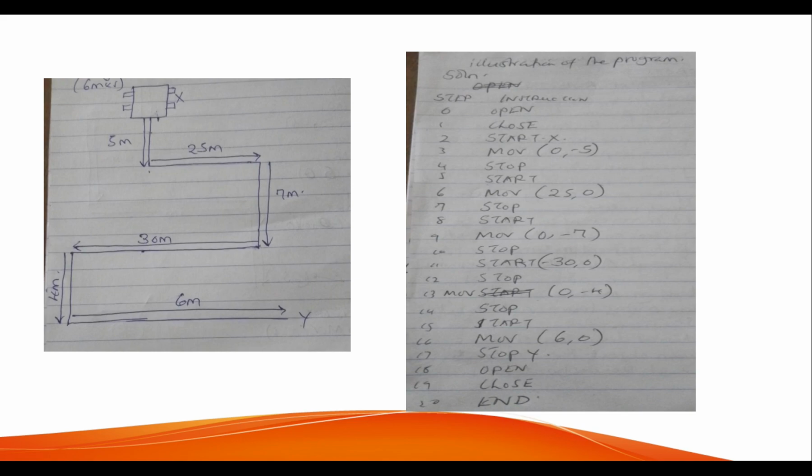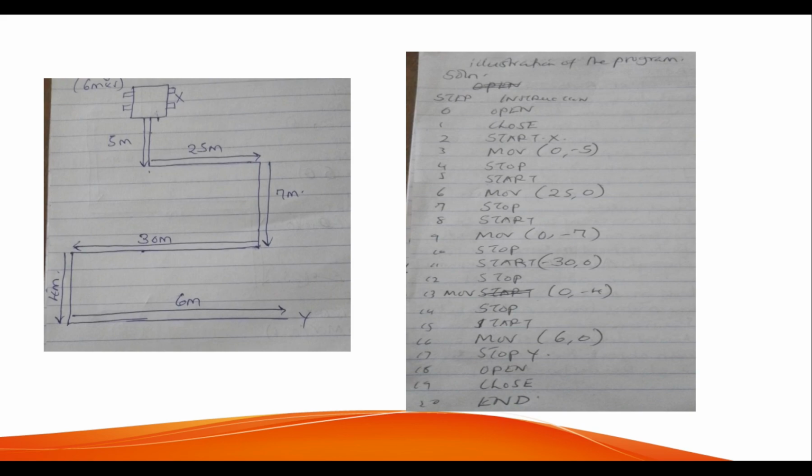Stop, start again, and then I have 30 meters to the left, meaning it is covering a negative distance relative to its present location, which is at coordinate 0, 0. So I'll say start, then move in brackets -30, 0, then stop again and move. It starts, then moves in brackets 4 meters, moving downwards relative to the present location, which is at coordinate 0, 0.